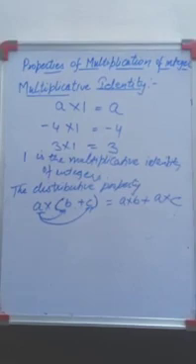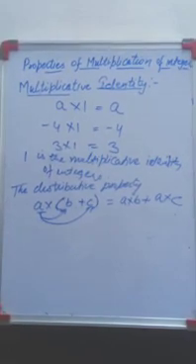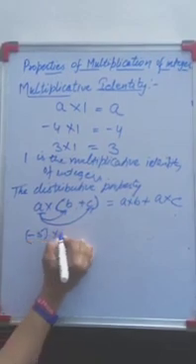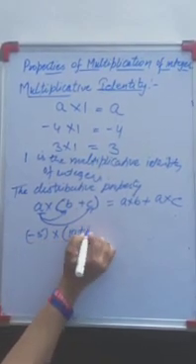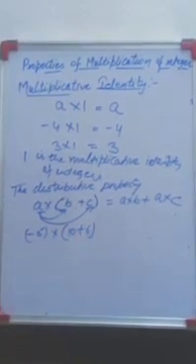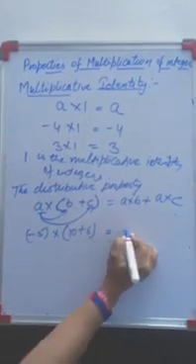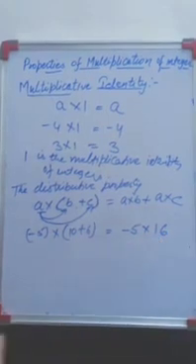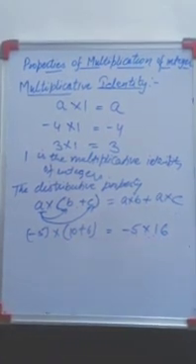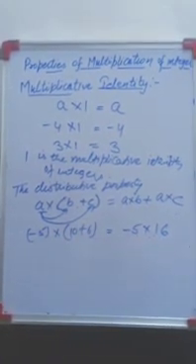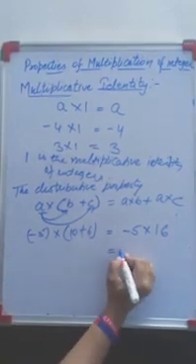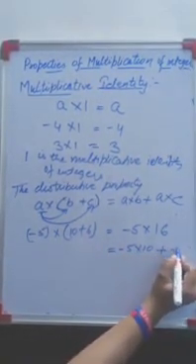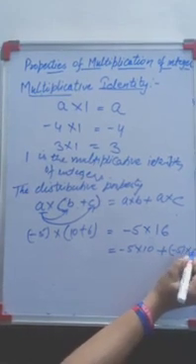So for example, if I say minus 5 into 10 plus 6, right? This will be equal to minus 5 into 16, because 10 plus 6 is 16. This is your distributive property. Or it will also be equal to minus 5 into 10 plus minus 5 into 6.